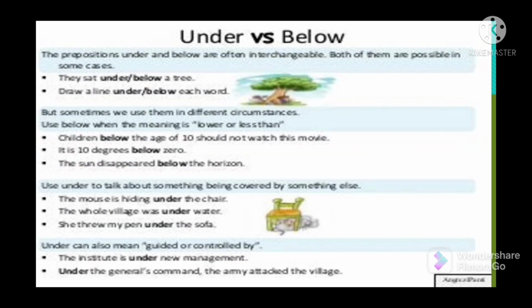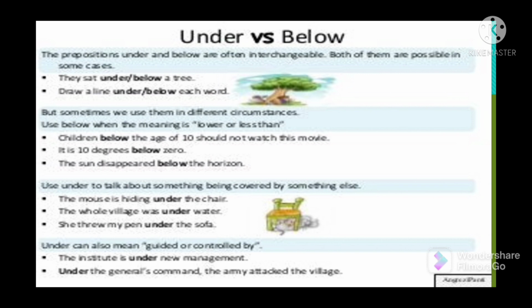Okay. Next is under and below. The prepositions under and below are often interchangeable. Both of them are possible in some cases. Like we can say they sat under a tree, or they sat below a tree also. Next, we can say draw a line under each word, or draw a line below each word also. But sometimes we use them in different circumstances.